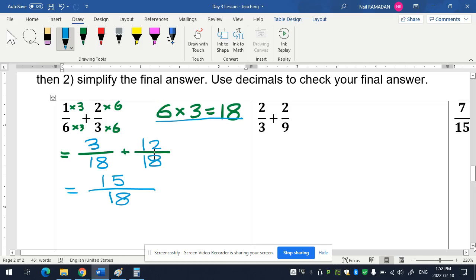No. We did check with decimals yesterday. Simplify and reduce your numbers. Can you tell me what numbers divide 15? Good news. They're small numbers. 1. What else? Come on. 3. It ends in a 5, so it must accept what? 5. And then 15.